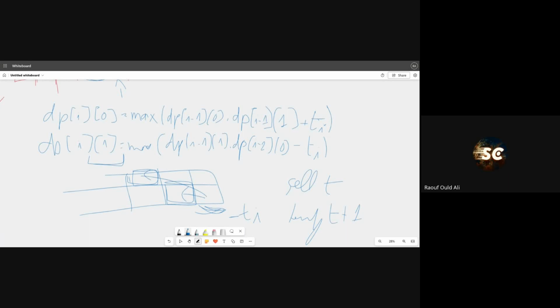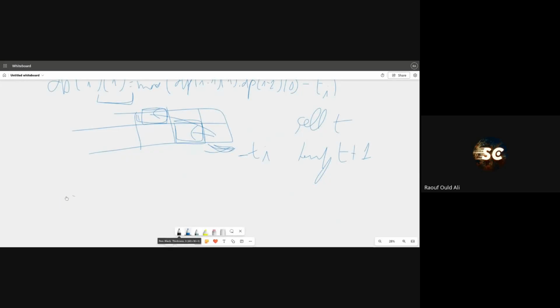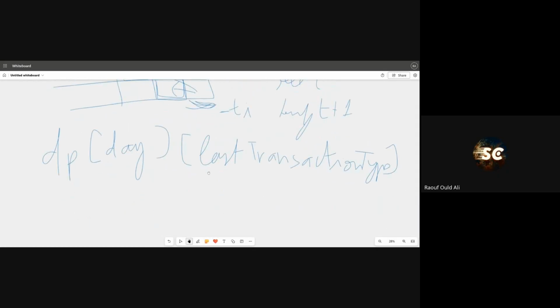Can you explain the transition? Sure. So, as I said, what the state means. We have dp, day, last transaction type. Okay? Like, it doesn't matter when we have done this. It only matters that we have done it. Okay?